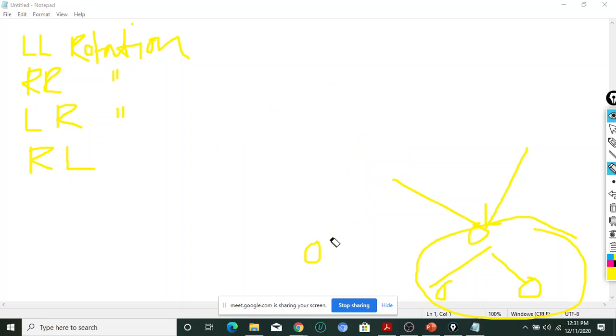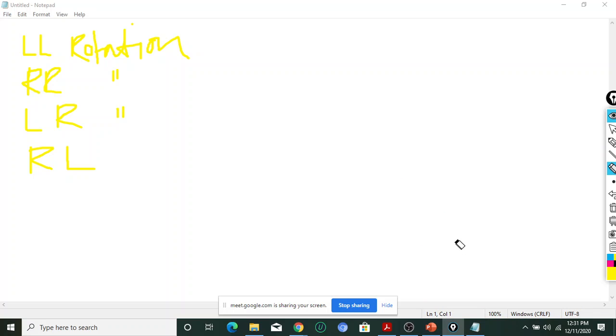First I am discussing LL rotation. What is L? Suppose I am considering one of the nodes, for example A. The node is A, and the node value is, for example, 6. If I consider 6, and if I want to insert any node, for example 4, this is my new node. Yes or no? Yes, sir.